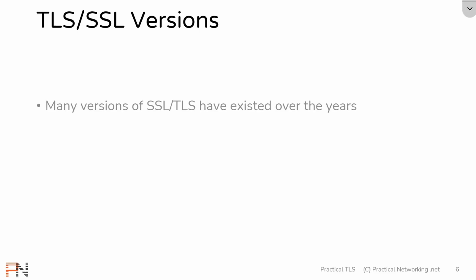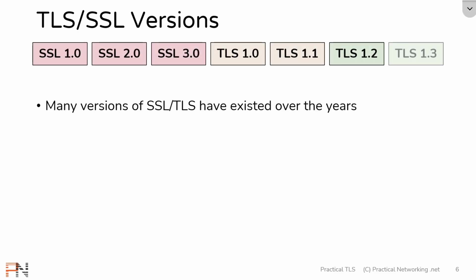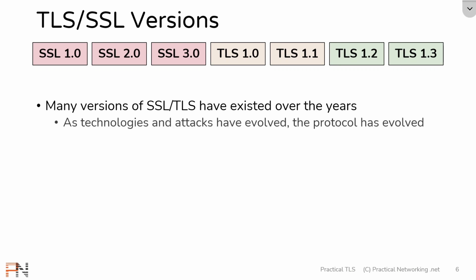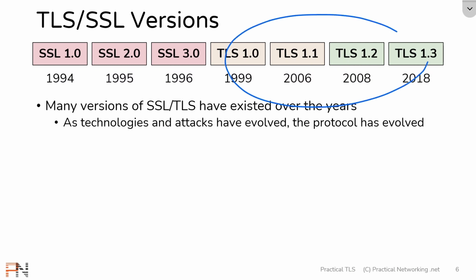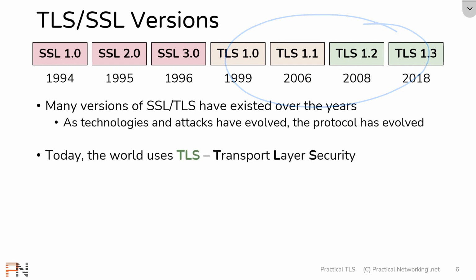There have been many different versions of SSL and TLS over the years. The reason there are different versions is that as attacks and technologies have evolved, so has the protocol. All these different versions are simply showing you a different evolution of the original SSL protocol. Today, the world uses TLS, which stands for Transport Layer Security. SSL stands for Secure Sockets Layer.